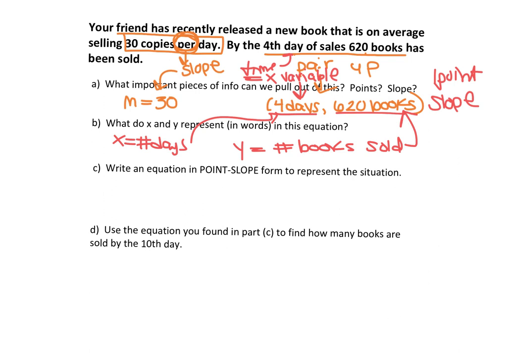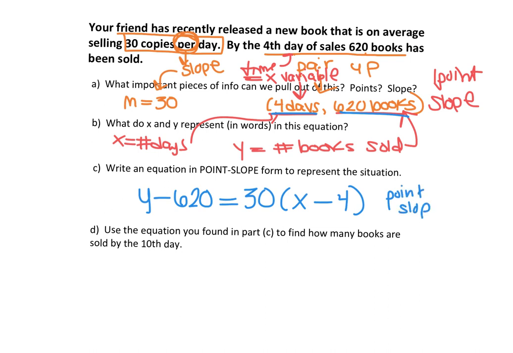Then lastly, it says write an equation in point slope form to represent the situation. So we're going to do this the same way we did before. Y minus our y coordinate, which here is 620, is equal to our slope, which is 30, times x minus our x coordinate, which in this case is 4.